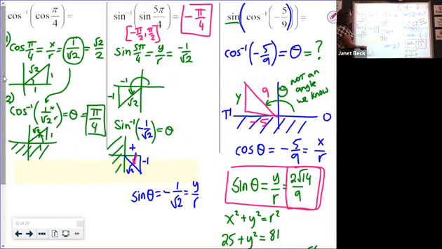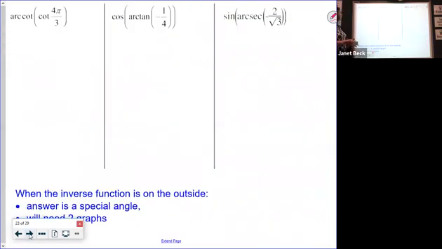When we're asking you a problem where on the outside there's an inverse trig function, that was just a regular trig function inside, your answer is going to be an angle. That's going to have to be an angle that you know, either because it's quadrantal or because it's part of a 30, 60, 90 triangle or a 45, 45, 90 triangle. So let's have a look at these.